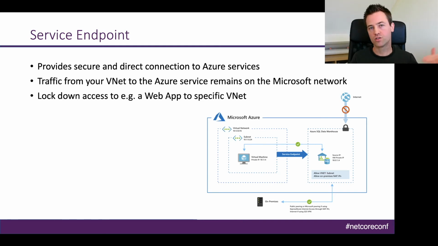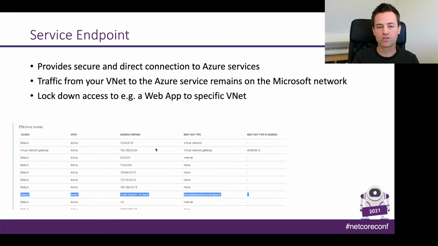And because the traffic now flows over the private connection over the service endpoint, we can then, on the other side of the connection, lock down that traffic to only allow specific traffic, as we will see in a bit. So what actually happens under the hood is that if you add a service endpoint to a particular service in Azure, and we will look at a list of available services in a bit, a new row gets added to its effective route table.